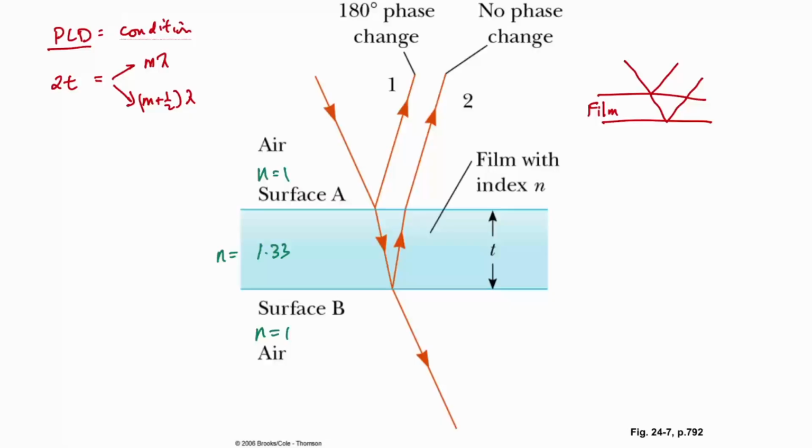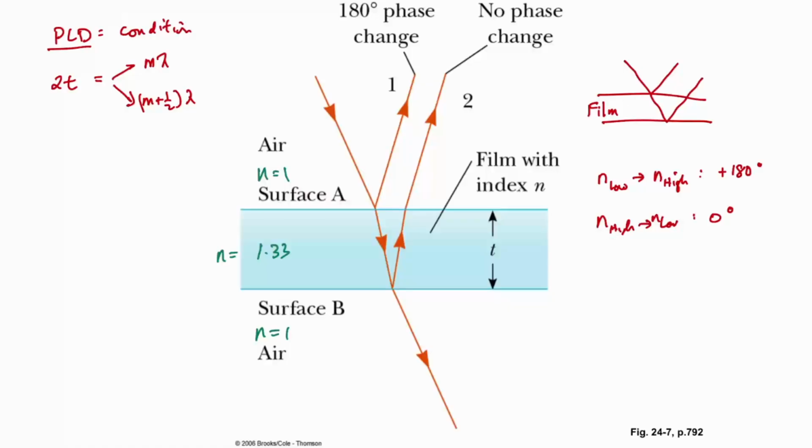What does a low to high transition do? It means that there's a 180 degree change. And what does a high index to low index do? What does that do? Zero. Okay?